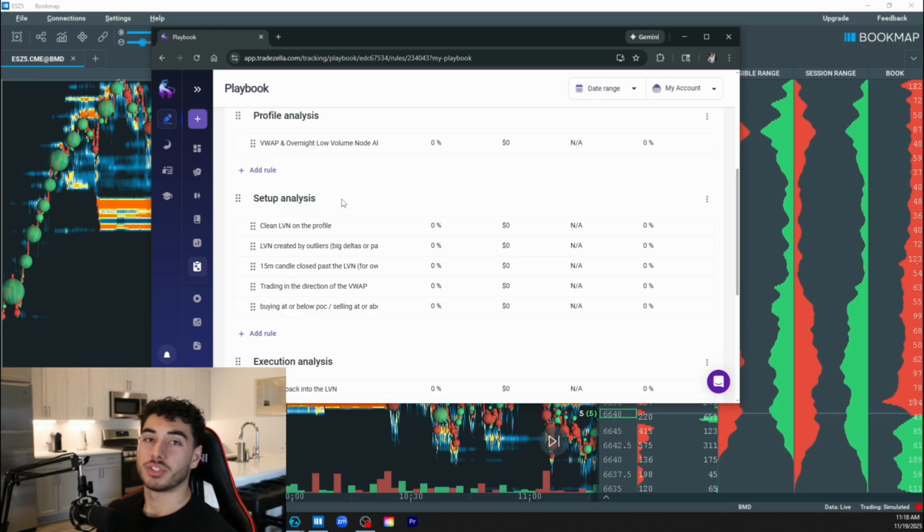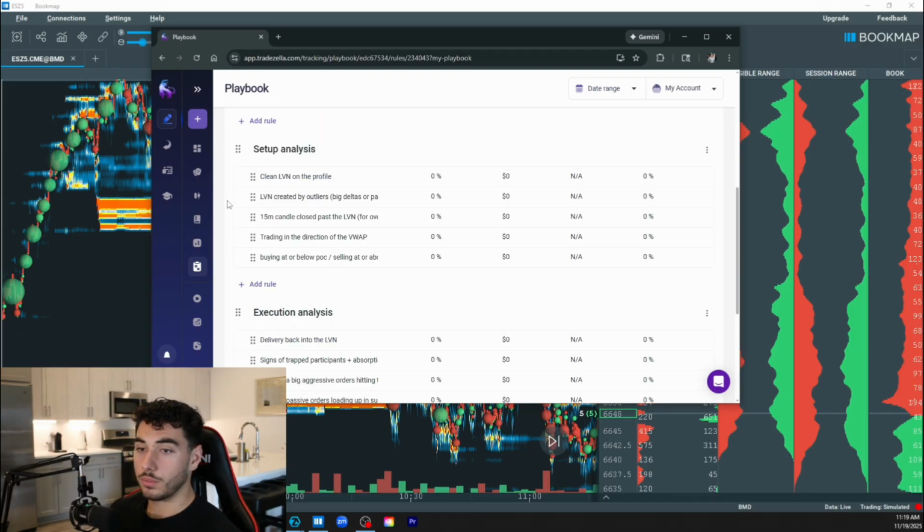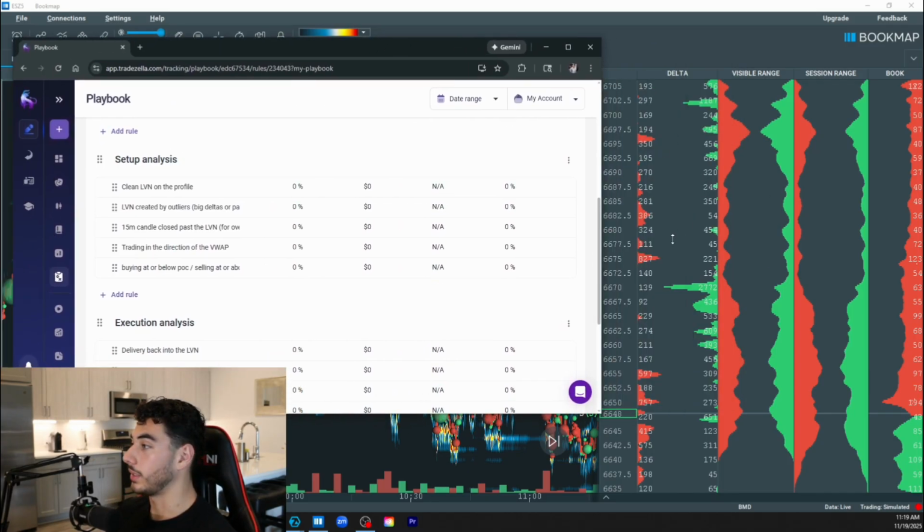Then I'll do a setup analysis. I'll see the profile and say, okay, there's a potential setup. So I did my profile analysis and I'll move down into a setup analysis. I'll try to figure out the setup that I want to trade. In the setup analysis, we want a clean low volume node on the profile, like we saw right here, this low area of low volume, a low volume node created by big outliers. Like those big deltas I was talking about, here and here and here.